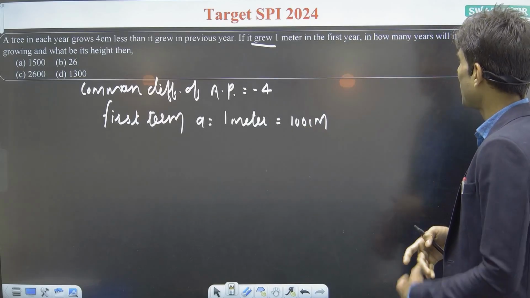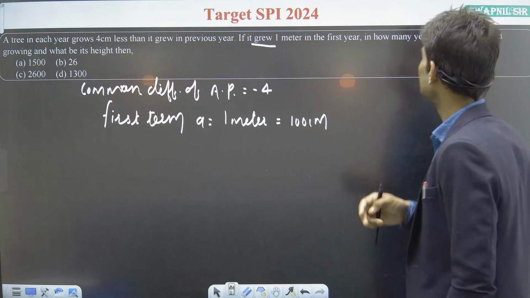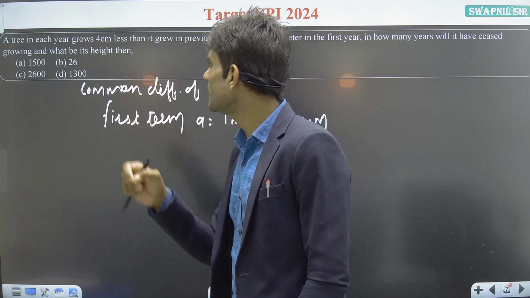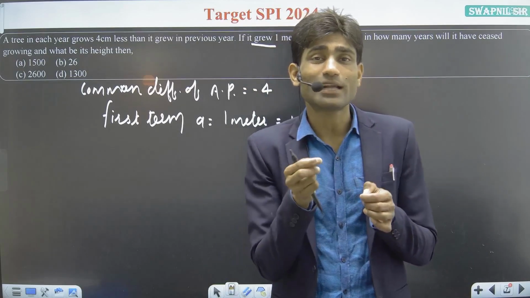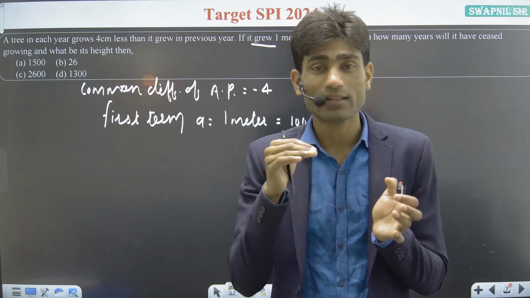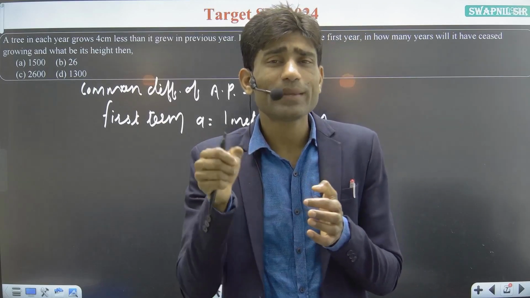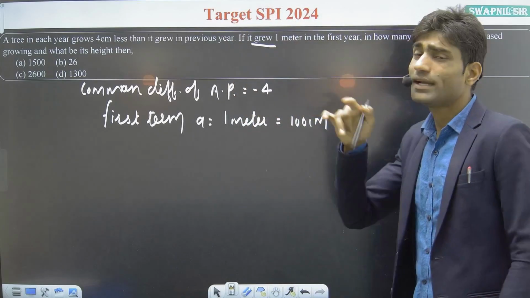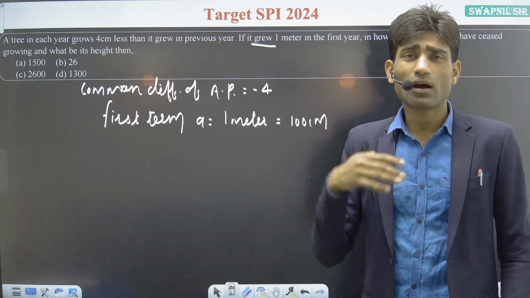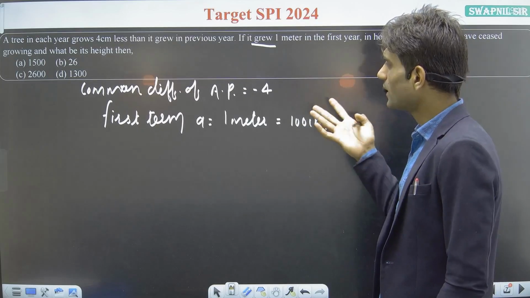Then the next part of the question: in how many years will it have ceased growing and what will be the height then? That means at what stage the height of our tree has ceased, that it completely stopped growing at some certain point. And at that point we want the specific height of the tree when it has completely stopped growing. So let's go for finding the arithmetic progression first.